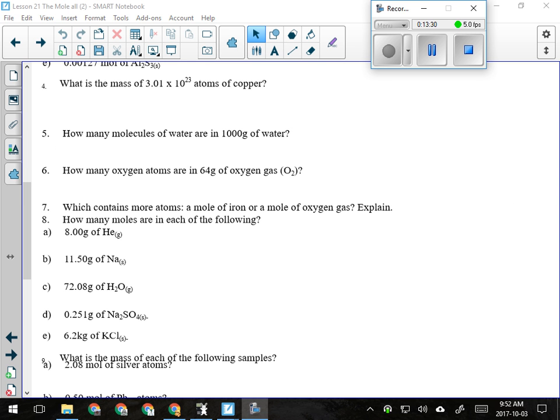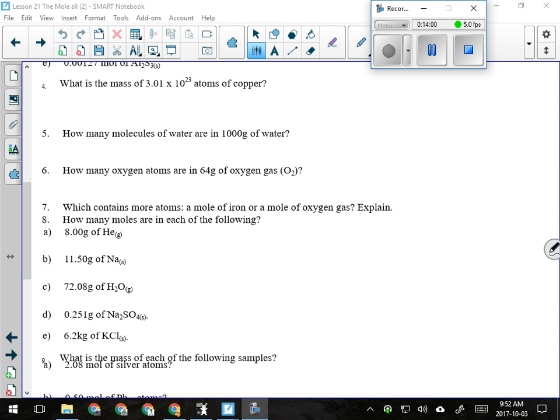Okay, so looking at number 6, there's essentially 2 ways to go about this, but what it's really asking is, do you understand the difference between a molecule of oxygen gas and an atom of oxygen? This question is asking how many oxygen atoms are in 64 grams of molecular oxygen gas. So what I need to do is set this up like a regular mole equation and figure out how many molecules of oxygen are in 64 grams. That's how I want to start it.